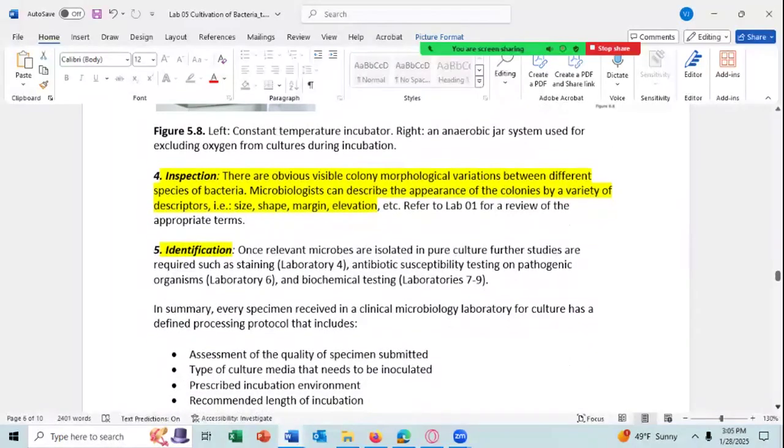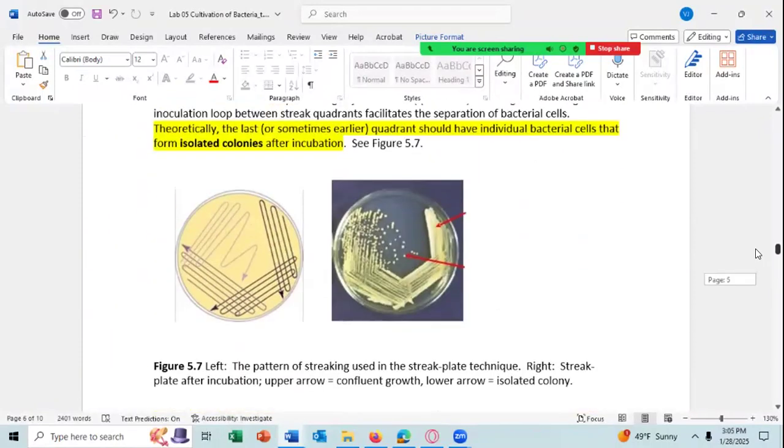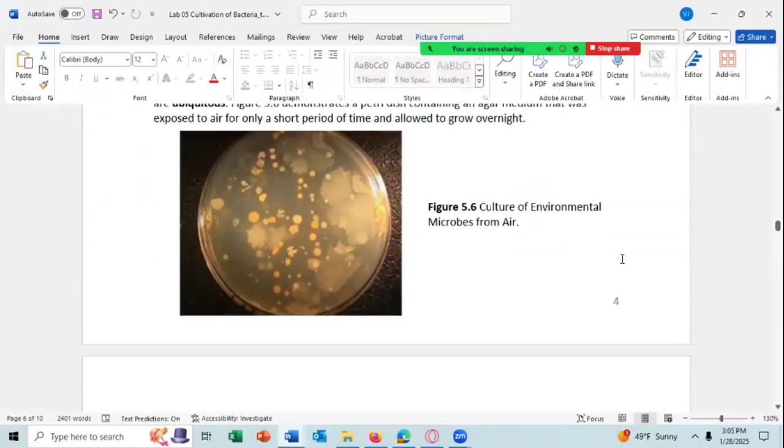All right. Then there's the I step of inspection. There are obvious visible colony morphological variations between different species of bacteria growing on the plate. Microbiologists can describe the appearance of the colonies by a variety of descriptions: the size of the colony, the shape, the color, the margin, the elevation. Let's come up to this plate here. And you can see different colony characteristics. This is obviously a different colony than that one, as well as different than that one and different than that one.